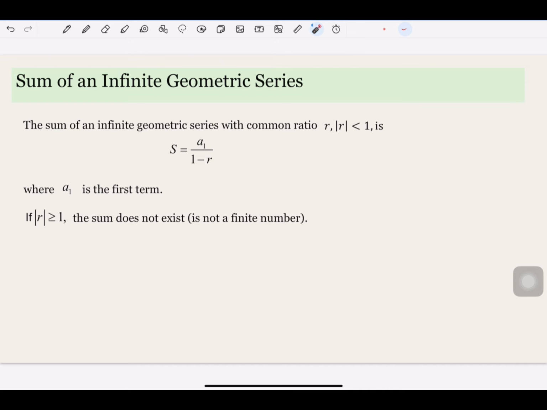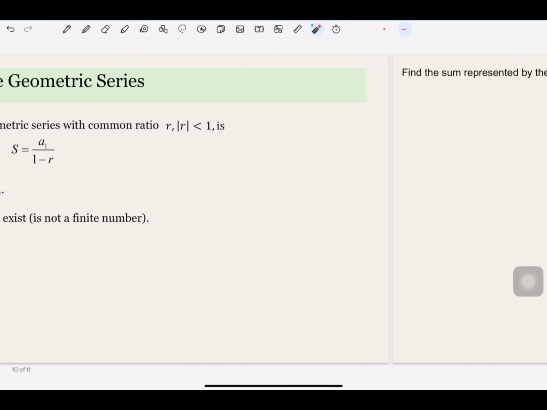Okay, so what if the absolute value is greater than or equal to 1? Then the series does not have a finite sum. The terms don't get small enough if r is greater than 1. They either stay the same or grow, so the sum keeps increasing forever. Okay, so let's try an example.